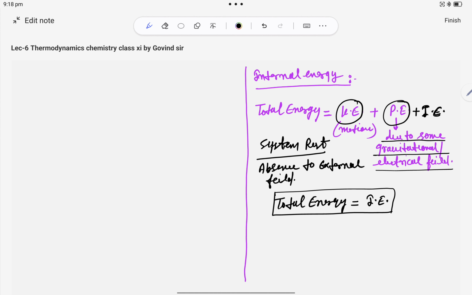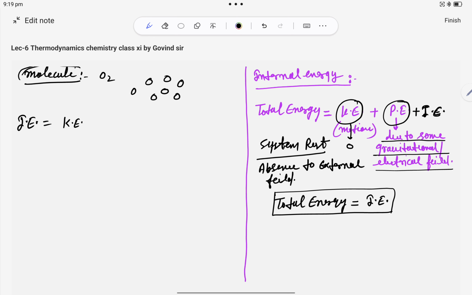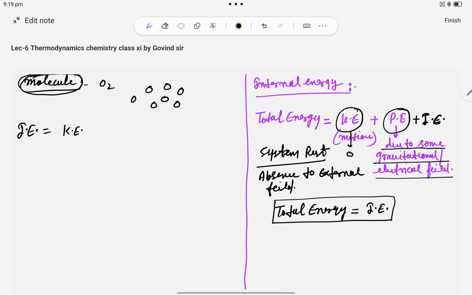Internal energy means inside energy. Suppose any molecule, like oxygen. These are the oxygen molecules. So children, internal energy is equal to kinetic energy. Sir, here you said kinetic energy is 0, the system is at rest, so why are you saying this again? Here we are talking about what, children? We are talking about the molecule.